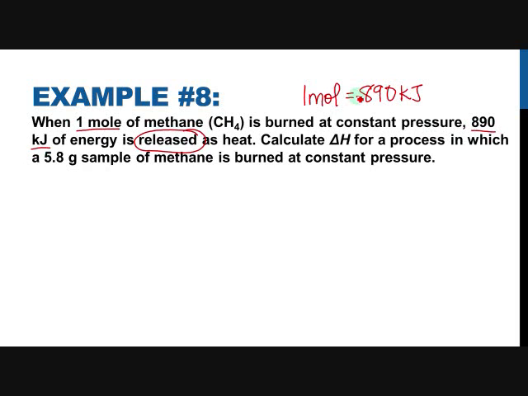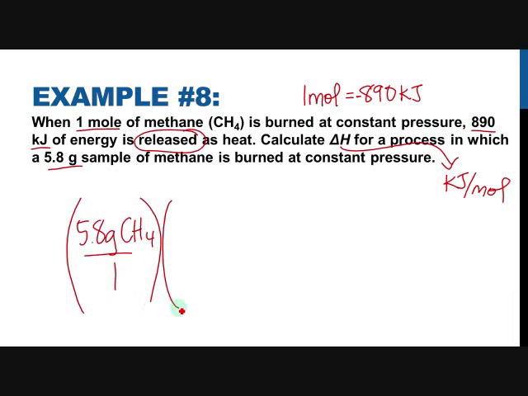And we know that we have 5.8 grams of methane burned. So we want to know the change in enthalpy. And remember that we had this before, that the change in enthalpy units will usually be kilojoules per mole, or kilojoules. So we'll just do some canceling of units. 5.8 grams of methane over 1. We can't just go ahead and multiply by 890 kilojoules because it's per mole, not per gram. So we now need to convert to moles of methane by dividing by the molar mass of CH4, and I found that to be 16.04 grams.